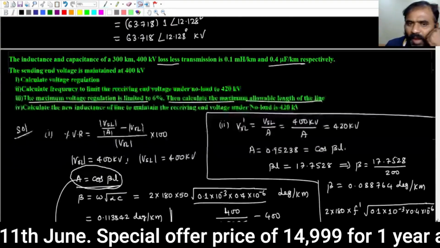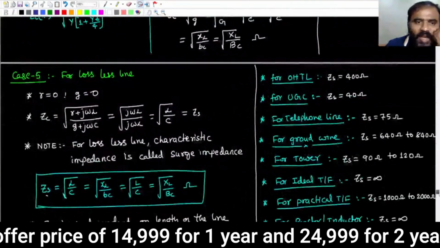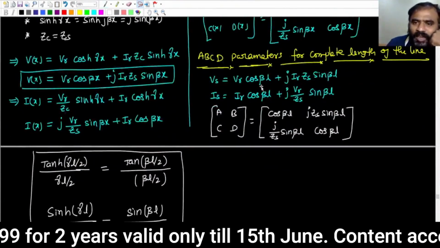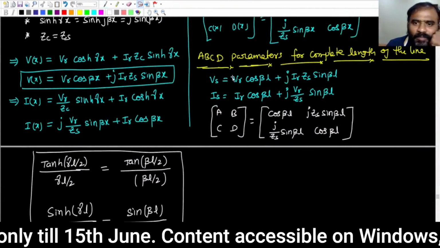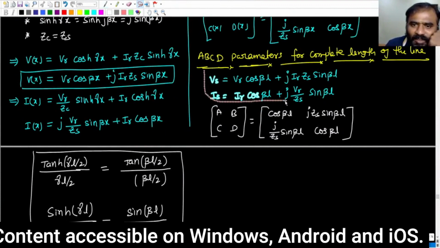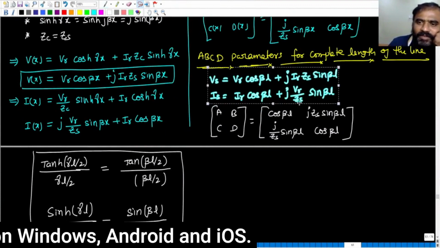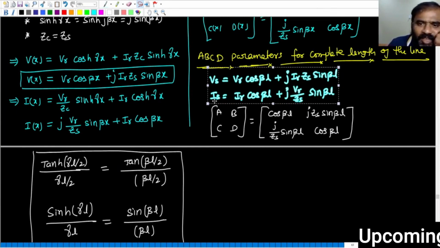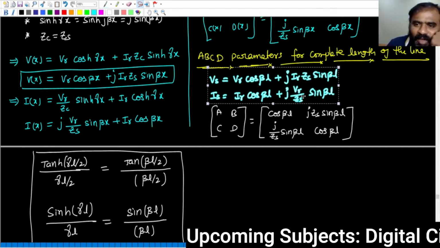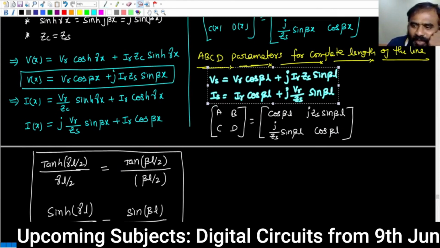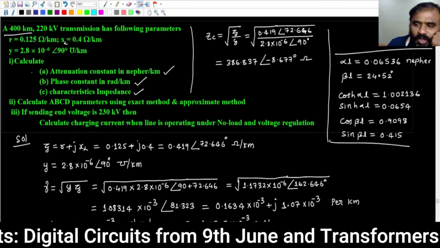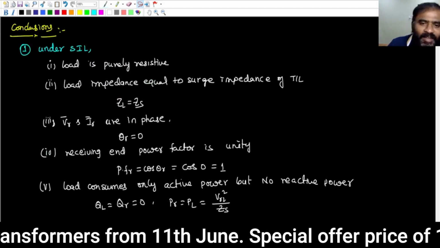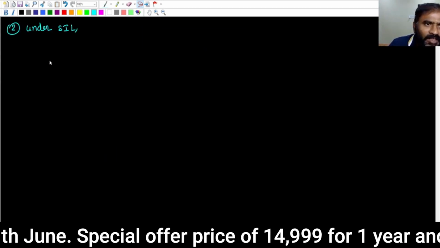Okay, let me go back once again. For the lossless line, what is the relation here? This one I want to copy. For the lossless line, these are the relations. VS equal to VR cos beta L plus j IR ZS sin beta L. IS equal to IR cos beta L plus j VR by ZS sin beta L. Even under surge impedance loading, we are discussing the lossless line, not the lossy line. Correct or not? So for the lossless line only we are discussing.